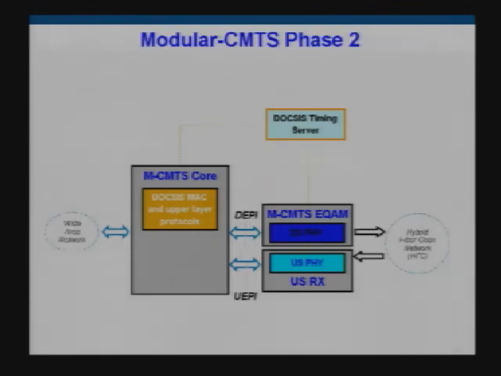However, vendors like Cisco and other cable vendors are already working on coming out with products which can have an external PHY component for upstream as well. And in this case as well, as we know, the DOCSIS timing server plays a key role. Otherwise we cannot acquire timing synchronization between the MCMTS core and the external PHY components.